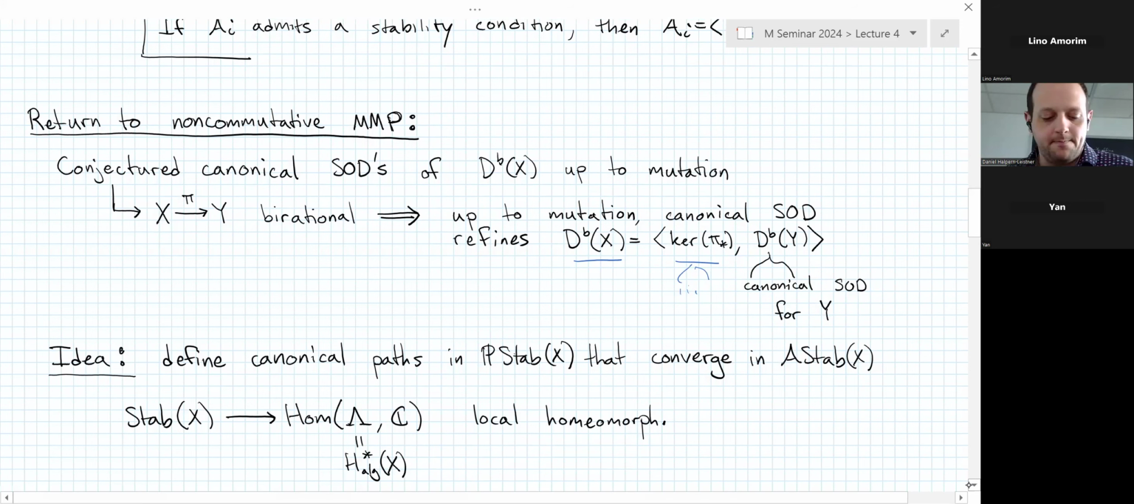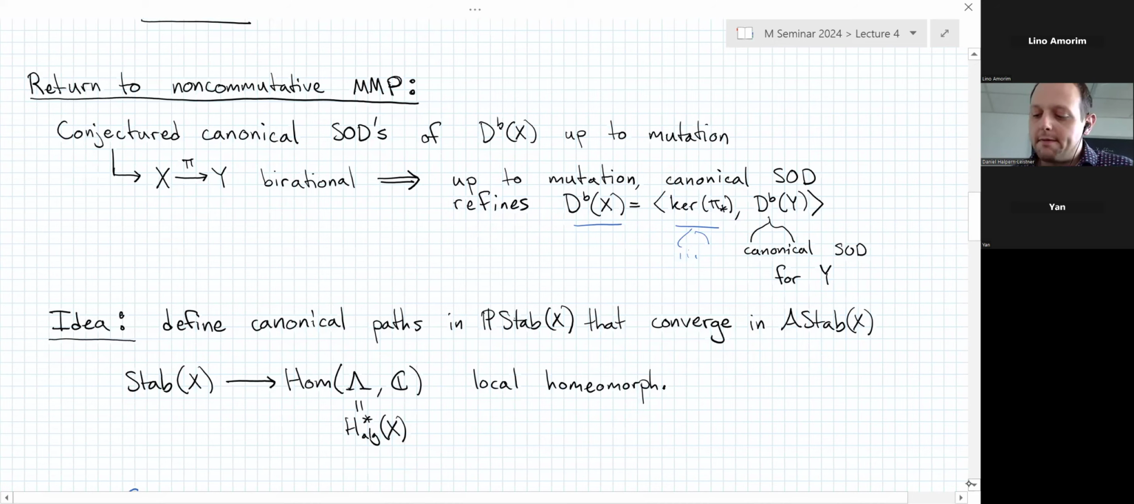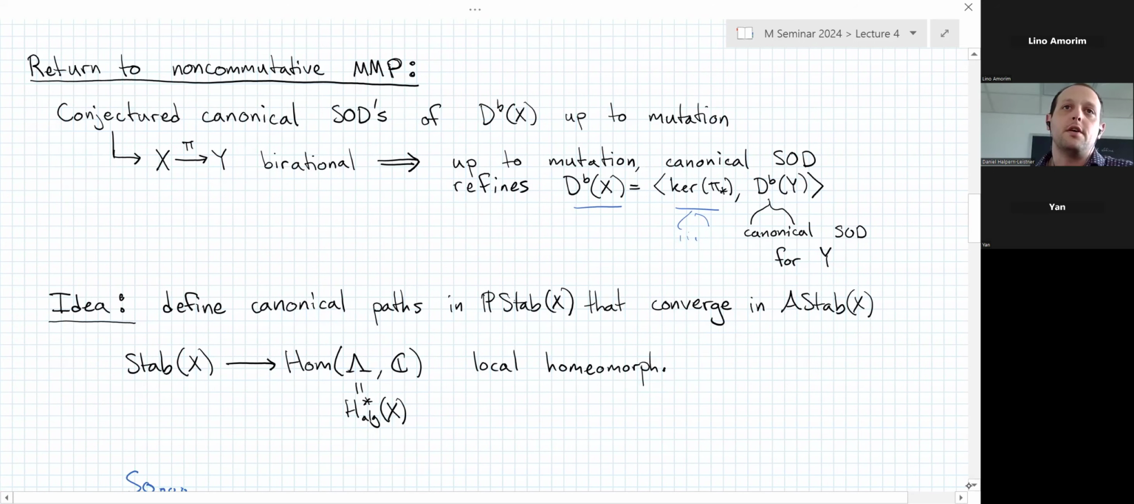But for finding paths in the stability manifold, we have Bridgeland's theorem, which says that the forgetful map that takes a stability condition to its central charge is a local homeomorphism. Here I'm imagining that, in the geometric setting, the Chern character is the usual one. H-alg I just define to be the image of this map to the cohomology. Usually you use a twisted Chern character. So that's what I mean by H-alg, and then you have this local homeomorphism.